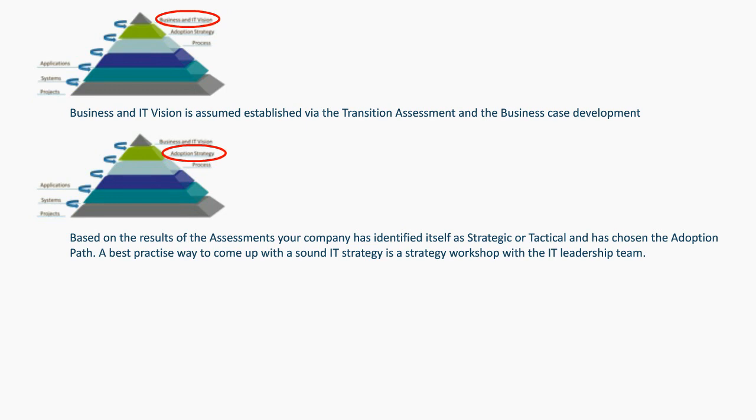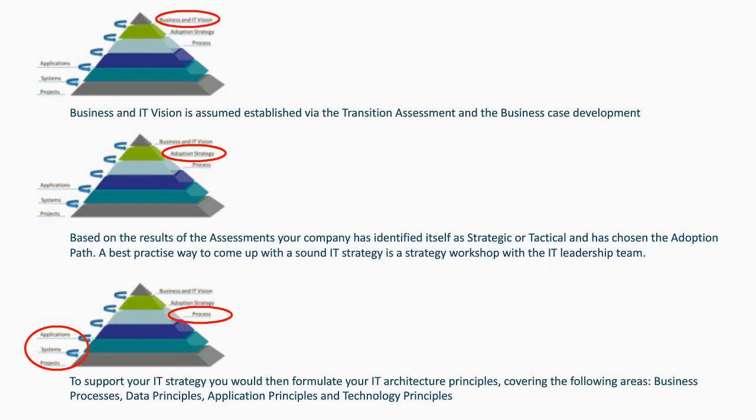And then finally, to support your strategy, you have to formulate all of the principles that are going to get you there. And those principles include your business processes, your data principles, how am I going to handle my data changes, my application principles, how am I going to handle the application changes, and then the technology principles, how am I going to handle all the technology that we're going to implement during this process? So you build your roadmap based on those premises.